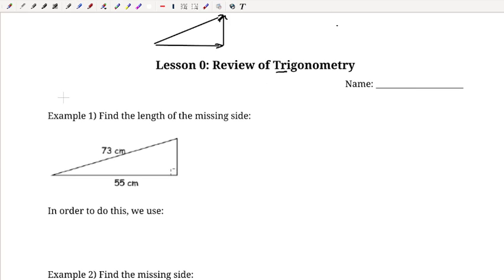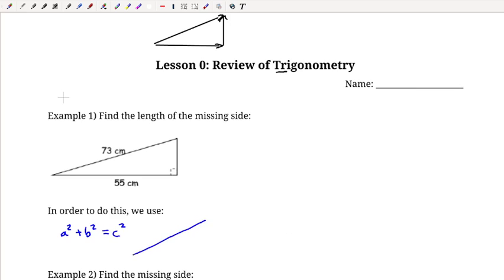So this lesson is a review of trigonometry, should be review of the topic that you did in math last year. So, for example, this one actually should come all the way back from grade 8. Find the length of the missing side of the triangle. So in order to do this, in order to find a missing side, we always use a squared plus b squared equals c squared. Remember, this is your Pythagorean theorem.